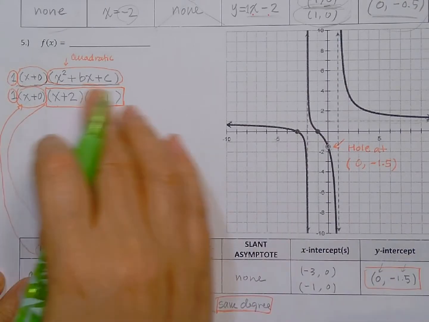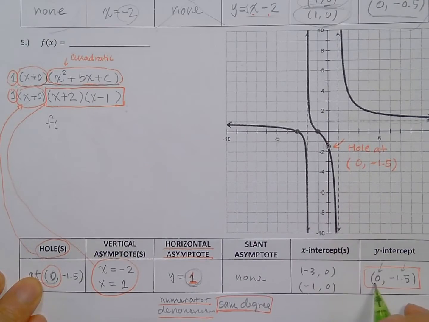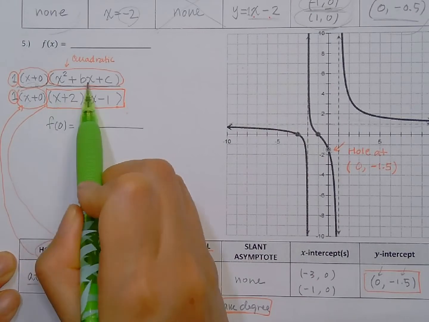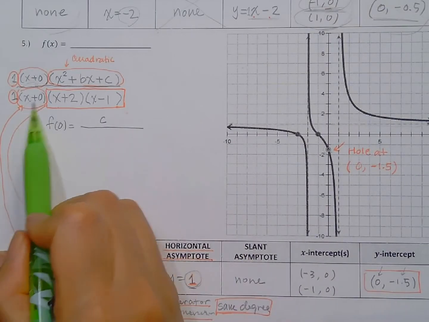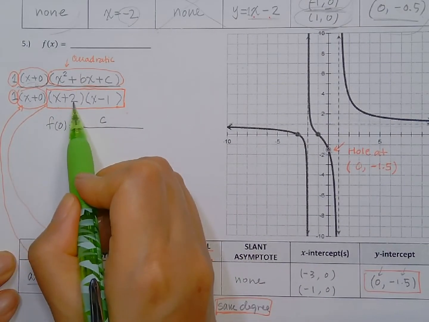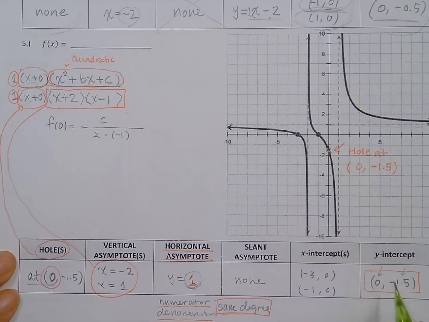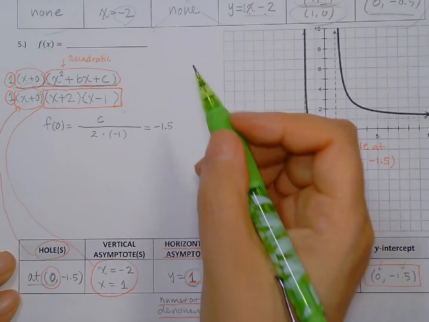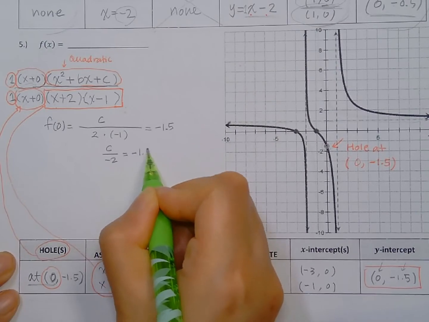So then let's use the whole structure that we just built. Then f of input 0, then it's all 0, 0, 0. What I have left is c. Then 0 plus 0 is 0. 0 plus 2 is 2 times 0 minus 1 is negative 1. It was supposed to be negative 1.5. Then this means c over negative 2 is negative 1.5 over 1.